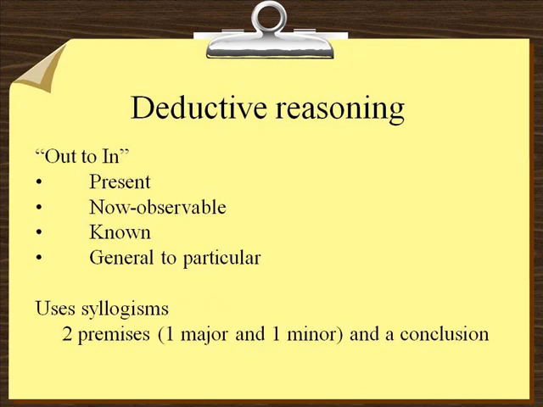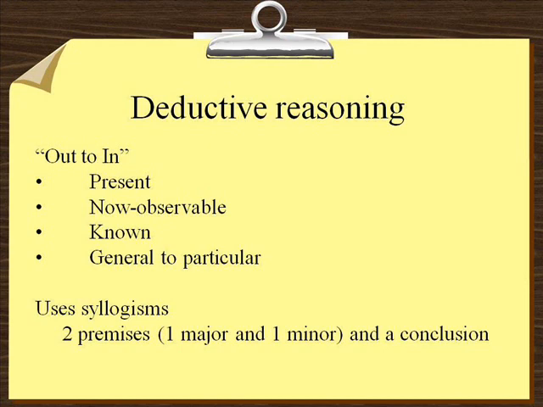Deductive reasoning is the opposite of inductive reasoning. Whereas inductive reasoning was the in to out reasoning, deductive reasoning is the out to in reasoning. It is the present, the now observable, and the known. It's the general or broad concept to the narrow or the particular. It's the big picture to the small application.